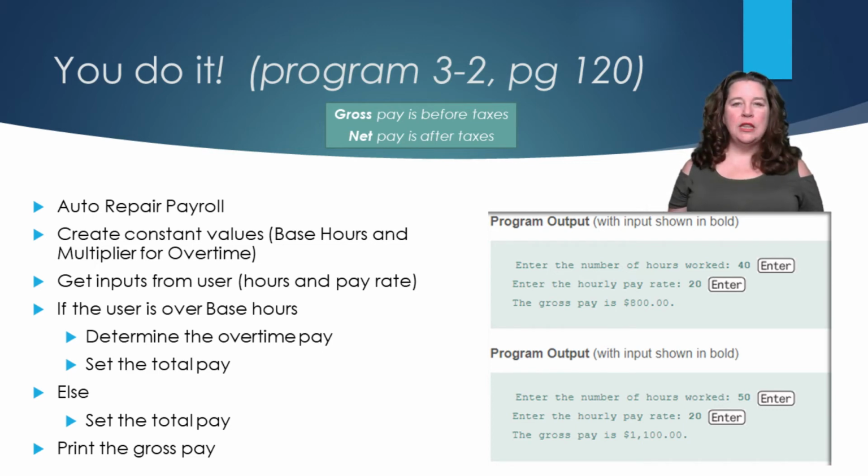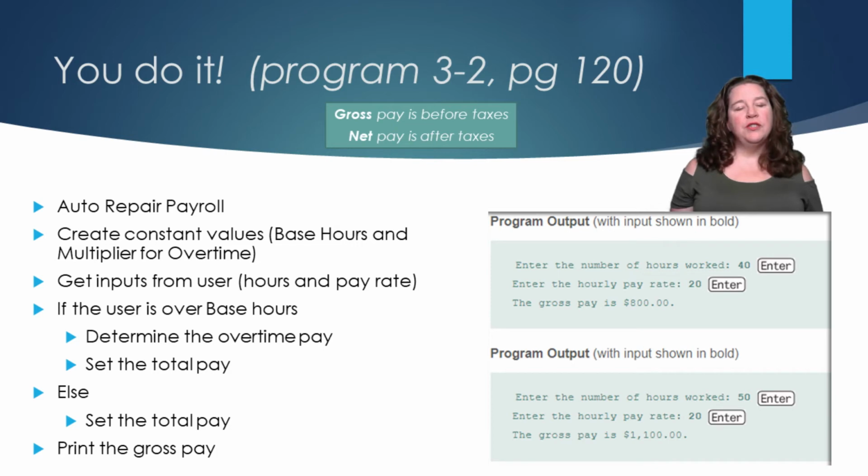There's some examples in the book, so if you go to page 120, you can walk through that, but I kind of want to see what you can do if you understand what the requirements are. It's an auto repair payroll. You're going to create some constant values for how many is a base hour, if it's 40 hours a week or whatever, and then what you're going to multiply for your overtime. So a lot of times people use time and a half for overtime. Some companies use different percentages. Time and a half would be multiplying the hours that are in overtime by 1.5. And then you'll get however many hours in overtime.